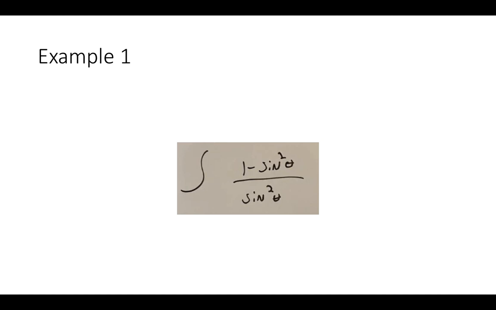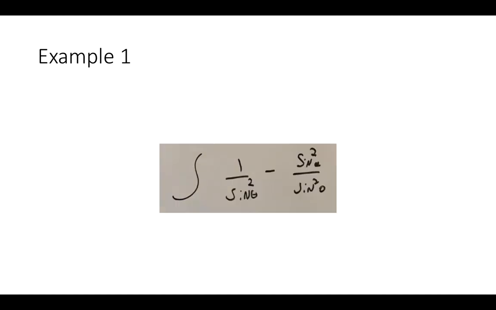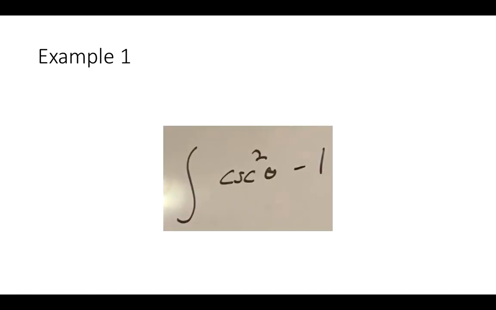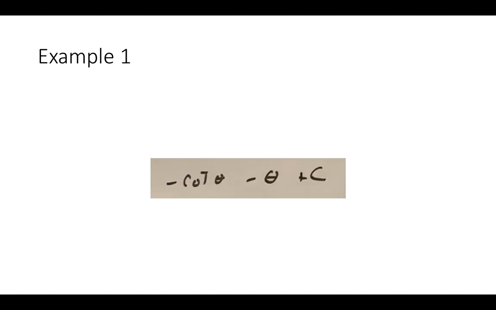I can break this down even further into 2 separate fractions and get 1 divided by sine squared theta minus sine squared theta divided by sine squared theta. 1 divided by sine squared theta is basically cosecant squared theta, and sine squared theta divided by sine squared theta is basically 1. So now we have this. What we're basically going to do is take the integral, and you should know from Cal 1, the integral of cosecant squared theta is going to be negative cotangent theta, and the integral of negative 1 is going to be just negative theta. Right, so this is our answer.